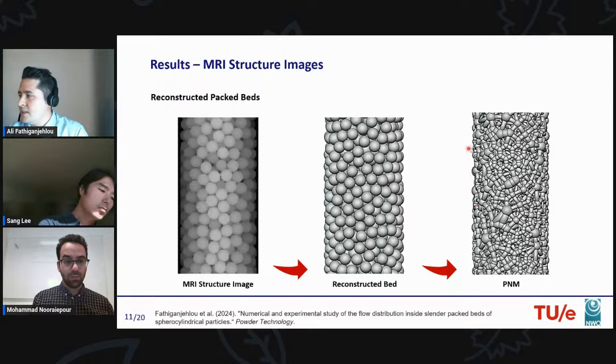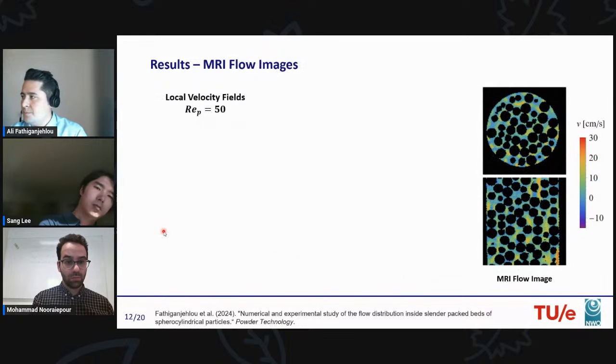Hydrodynamic analysis is performed on these PNMs. In order to compare the results from PNM to the ones from MRI, we obtain the flow images from a specified volume of the packed bed. Here you can see a schematic of the MRI flow image. The top part shows the velocity distribution in a cross-sectional slice perpendicular to the main flow direction, and the bottom part shows the velocity distribution from the side view of the column.